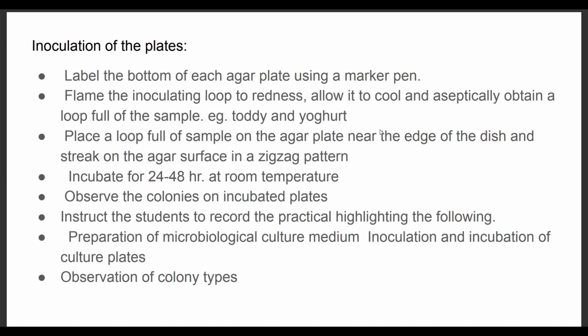Now you have the petri dish and you have a loop full of sample of yogurt. What you have to do? You have to transfer them onto the petri dish, right? Place a loop full of sample on the agar plate near the edge of the dish and streak on the agar surface in a zigzag pattern.